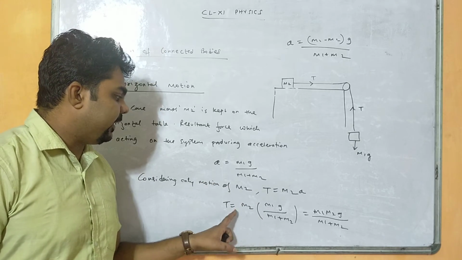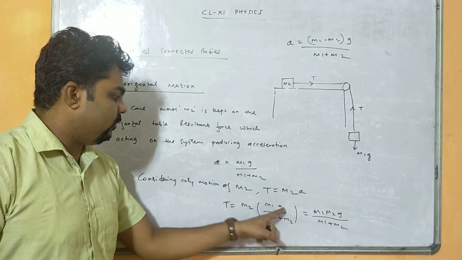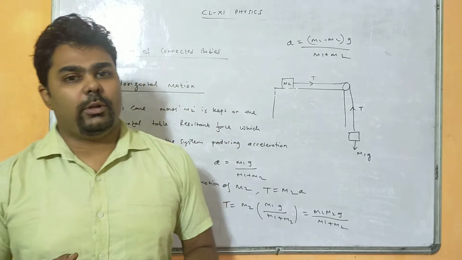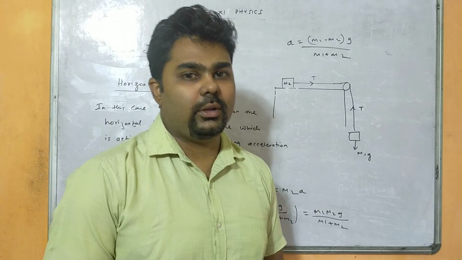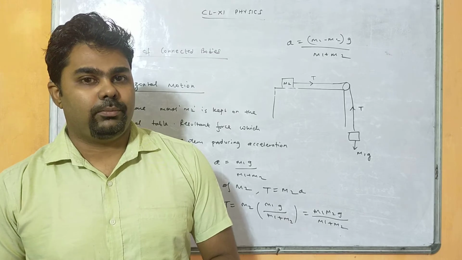So what will be the tension acting on the string? Tension equals m2 as it is, and in place of acceleration I will substitute this. So tension equals m1m2g by (m1 plus m2). So these are the acceleration and tension produced in horizontal motion and in vertical motion.